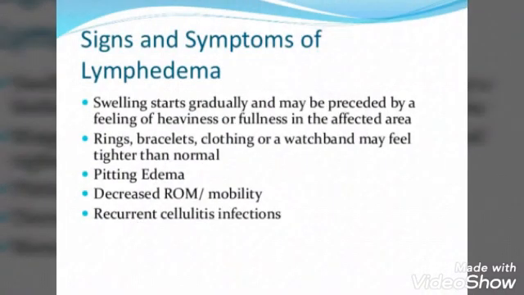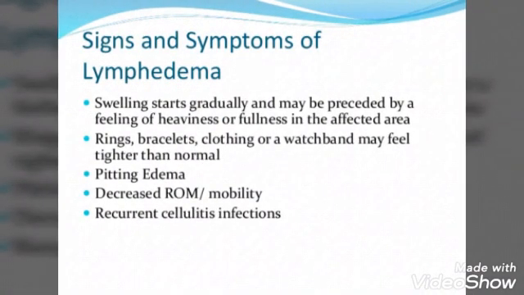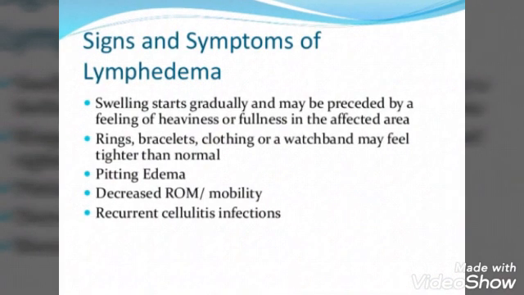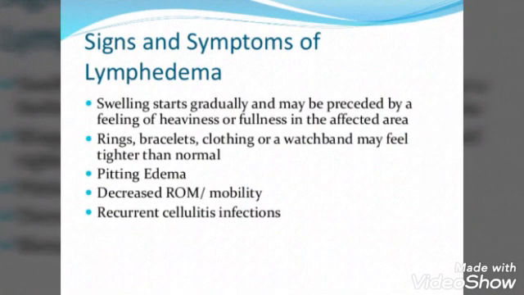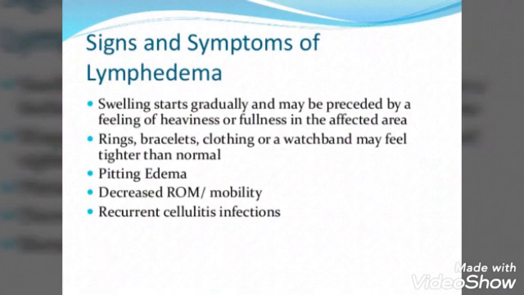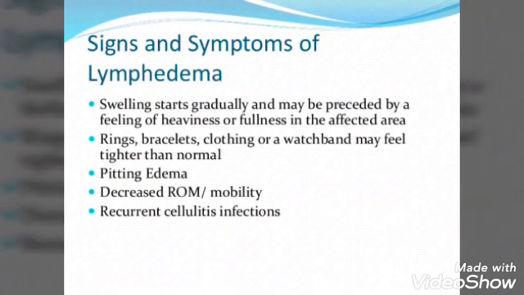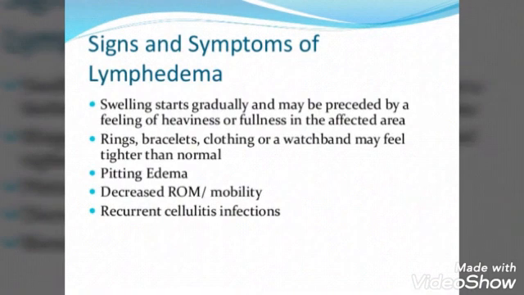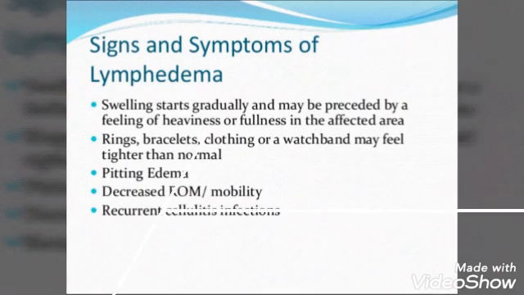Then symptoms of lymphedema, how you can notice: swelling starts gradually and may be preceded by a feeling of heaviness or fullness in the affected area. Rings, bracelets, clothing or watch may feel tighter than normal. Pitting edema, decreased range of motion or mobility, recurrent cellulitis infection. So mainly in this condition the body gets swollen up, and you will feel tightening in the area where there is edema formation.